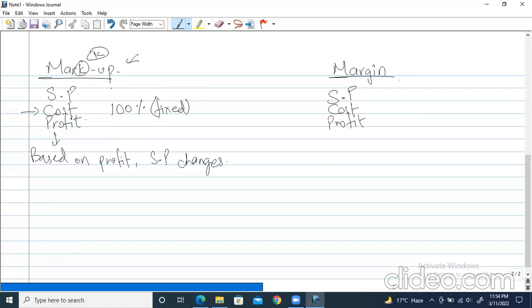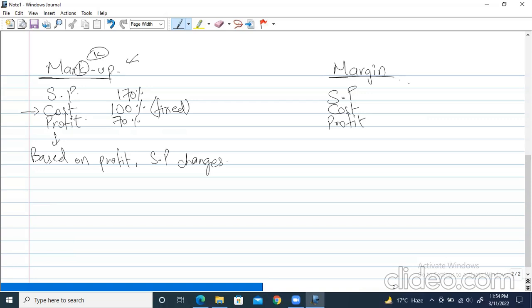So you can also use this for understanding. Now, similarly, let's say if profit was 70%, then the selling price in this case would be 170%. Similarly, if it was 60%, then the selling price would be 160%. So it's all depending on the profit that the selling price changes in this case.